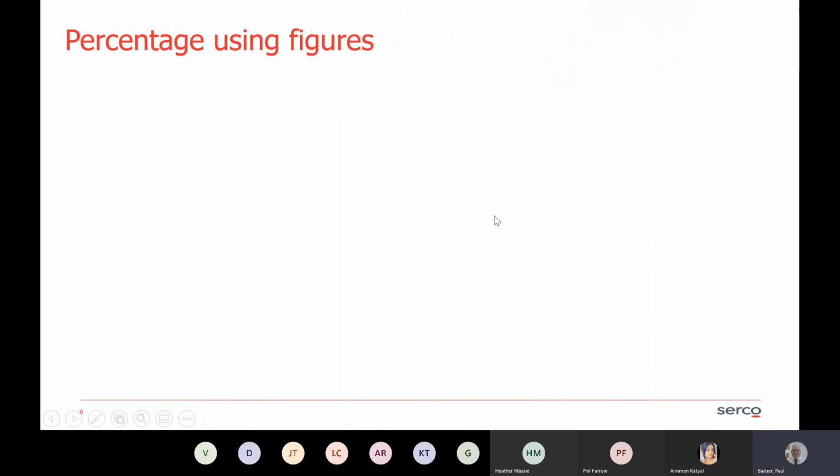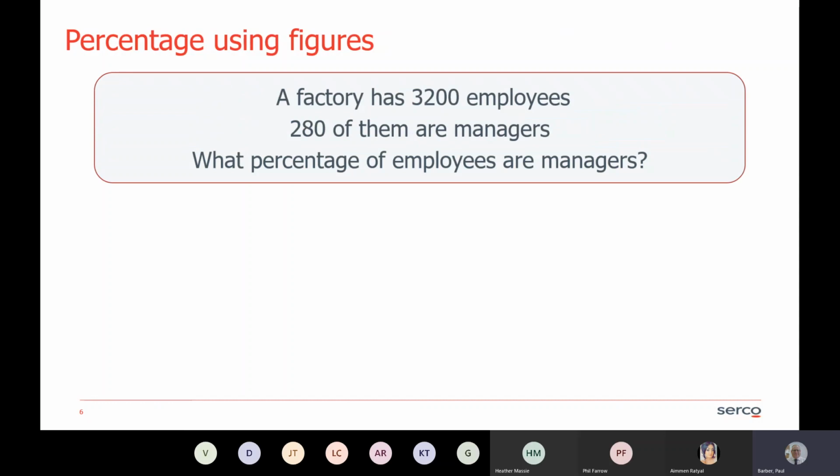So what I'm going to do here is work through some examples, rather than giving you a theoretical idea, and hopefully that will make what I'm explaining make more sense. So the first example I'm going to go through is about a factory. This factory has 3,200 employees, 280 of them are managers, and we want to know what percentage of those employees are managers.